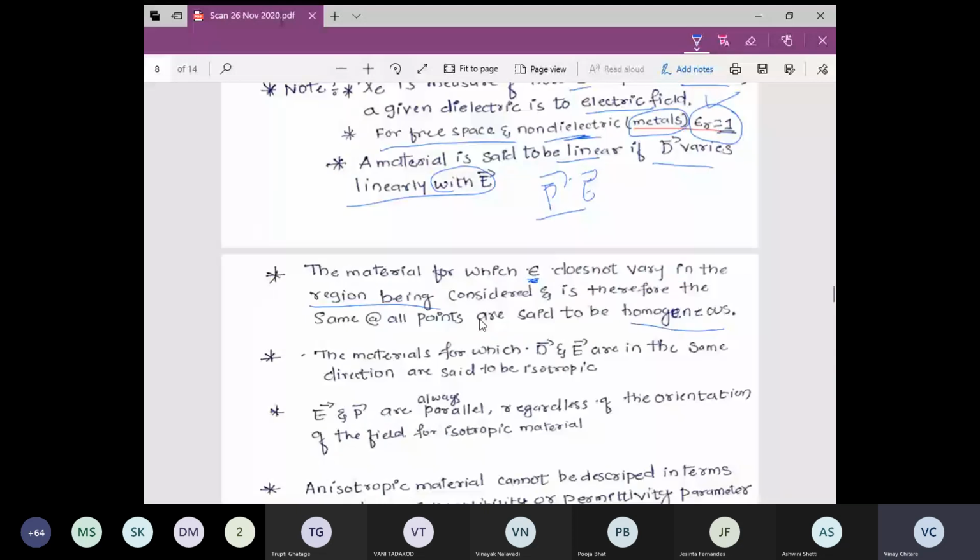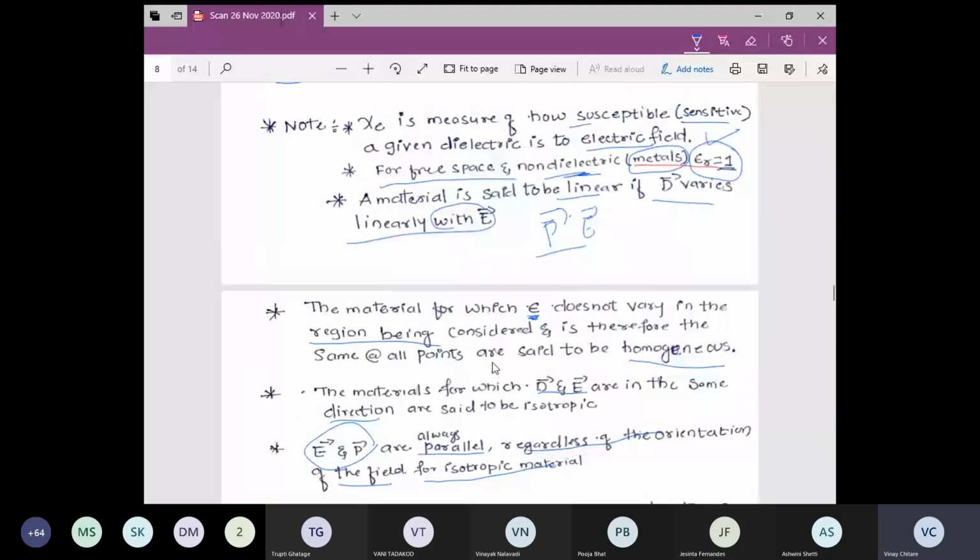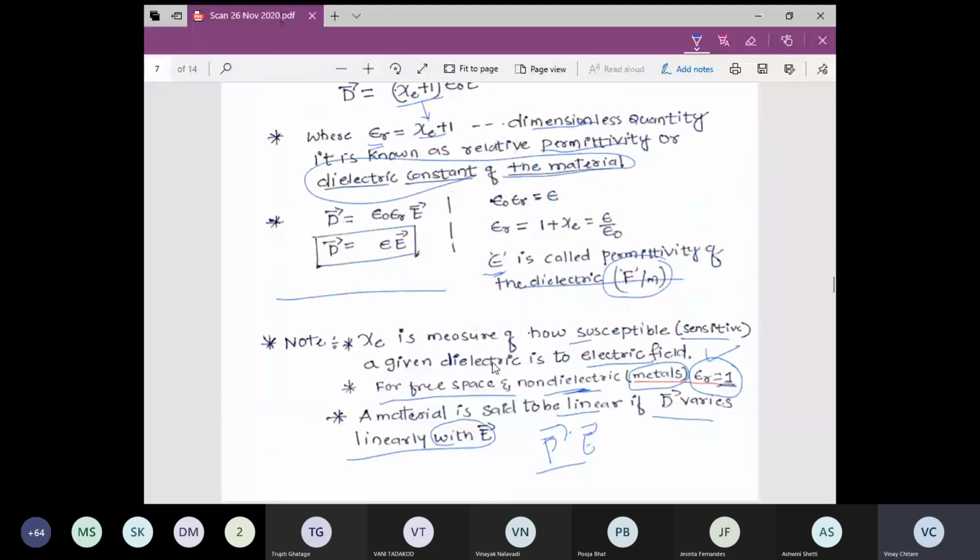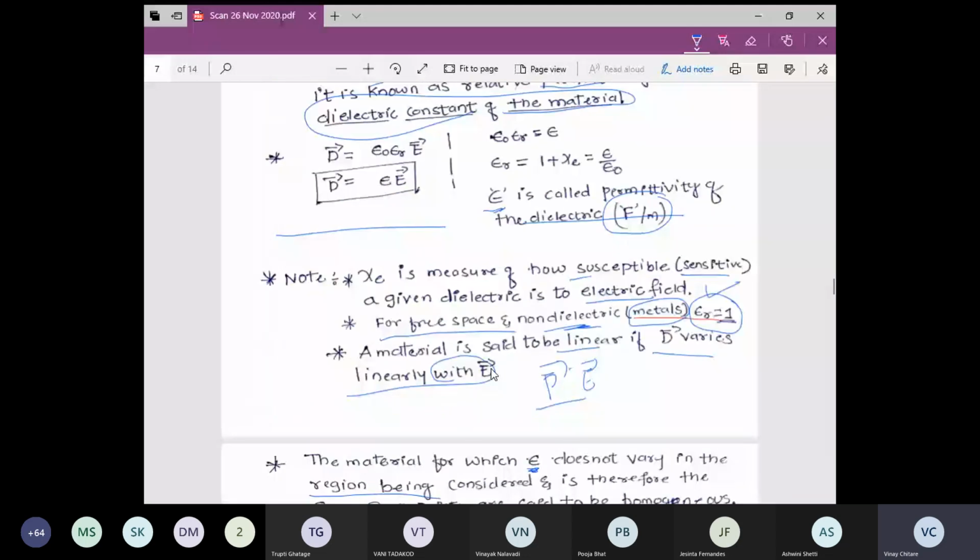A material for which D and E are in the same direction, or we say that E and P are always parallel regardless of the orientation of the field, is called an isotropic material. This is quite important because we often use this term for the material we are considering. In our syllabus we are going to consider only linear, isotropic, homogeneous media, and we should know what this means.